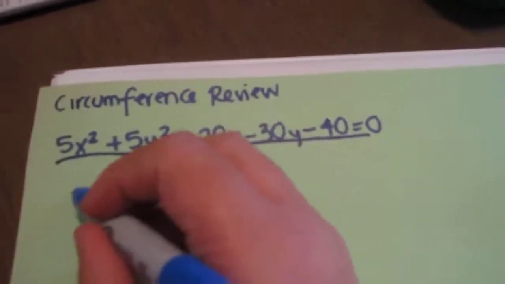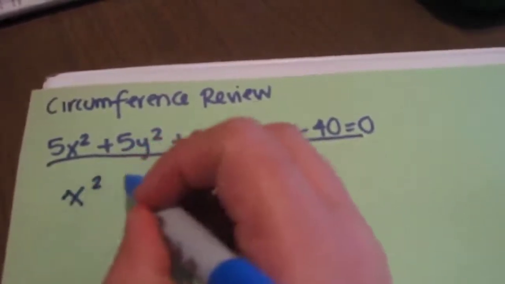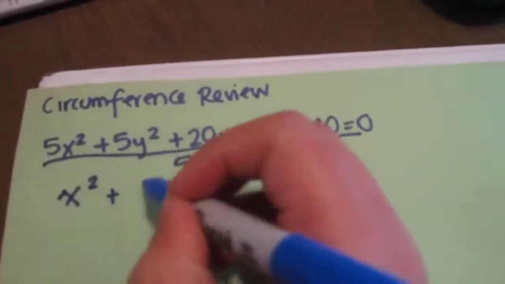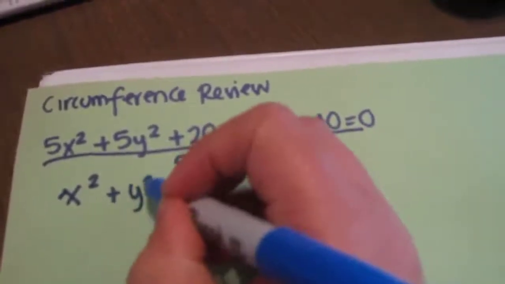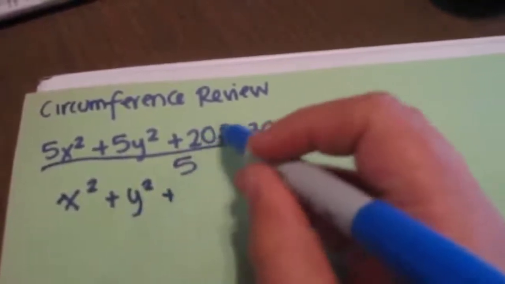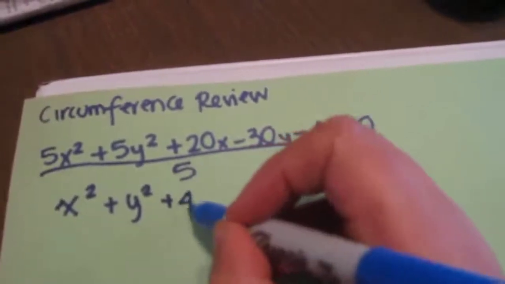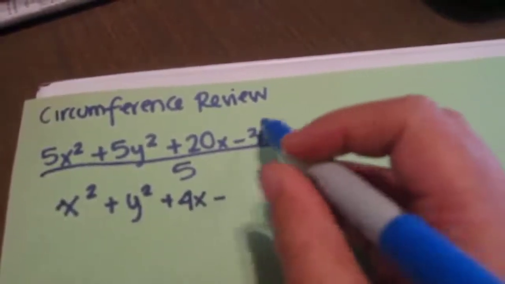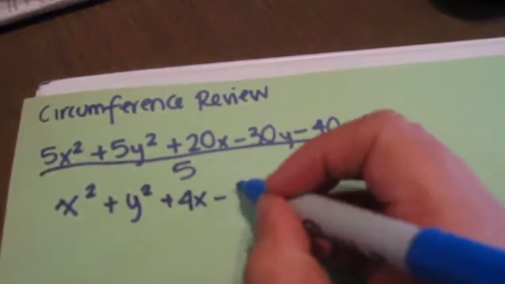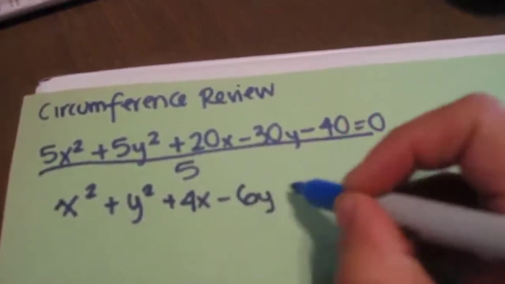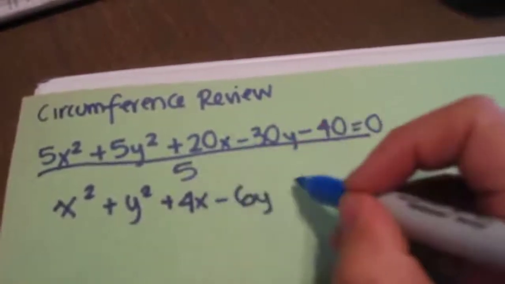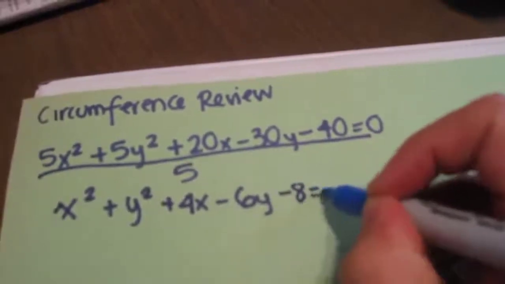So it's going to be x squared, 5 divided by 5 is 1, plus 5 divided by 5 is 1, so it's y squared, plus 20 divided by 5 is 4, 4x, minus 30 divided by 5 is 6, 6y, and then minus 40 divided by 8 is minus 8, equals 0.